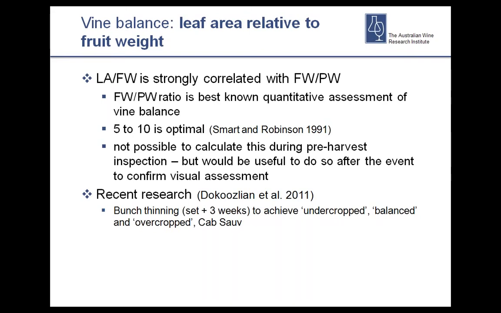I want to talk a little bit about some recent research that's been done by Nick Dokoozlian and his group at Gallo in California. What they did was use bunch thinning about 3 weeks after fruit set to achieve 3 groups of vines, what they termed undercropped, balanced and overcropped, on Cabernet Sauvignon in the north coast of California.